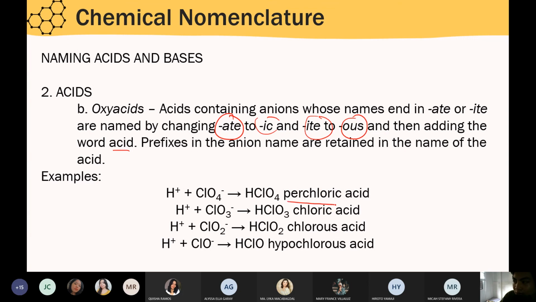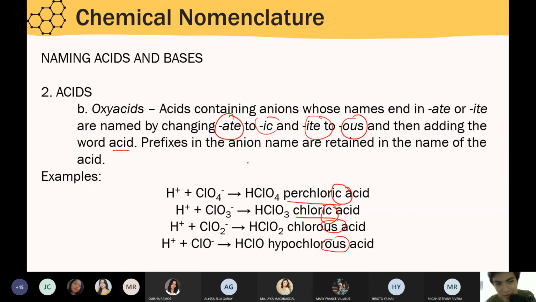Okay? So this one is named perchloric acid. This is chloric acid. And for the ite suffix, this is chlorite and hypochlorite. Just change the ite to us. So chlorous acid and hypochlorous acid. Okay? So yun lang, very simple.